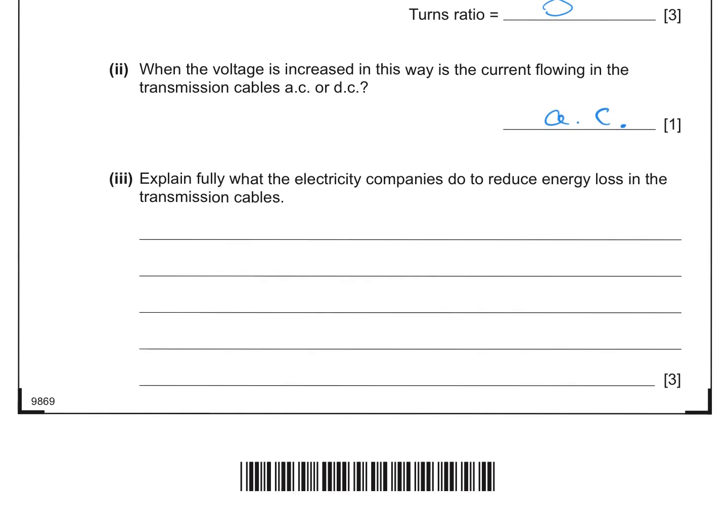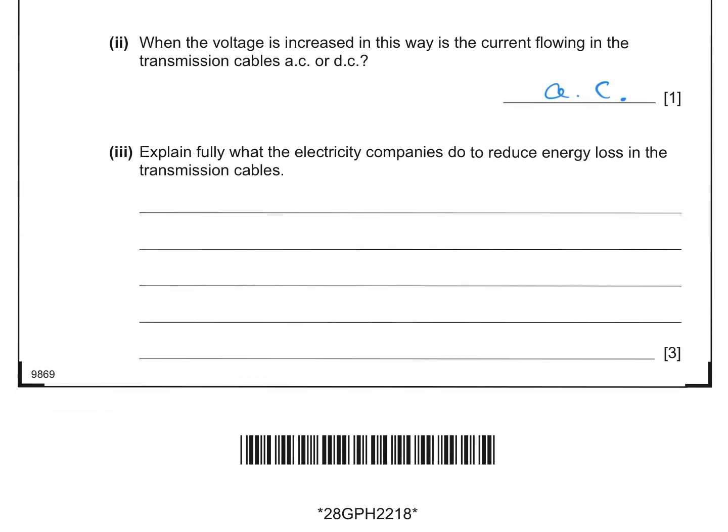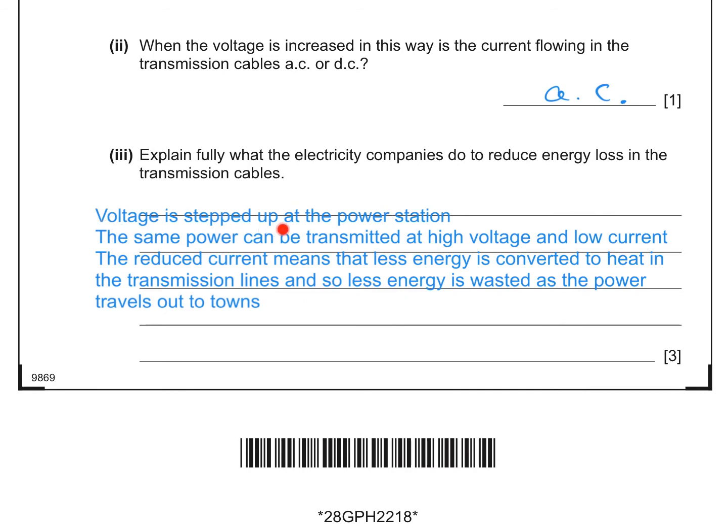Explain fully what the electricity companies do to reduce the energy loss in the transmission lines. So the first thing is that the voltage is stepped up at the power station, and that means that the same power can then be transmitted with a high voltage and a low current. The reduced current then means that less energy gets converted to heat in the transmission lines. Just the heating effect of a current flowing through a wire is reduced because the current's much lower, and that means that less energy is wasted as the power travels out to towns. So that's why we use high voltage, low current.